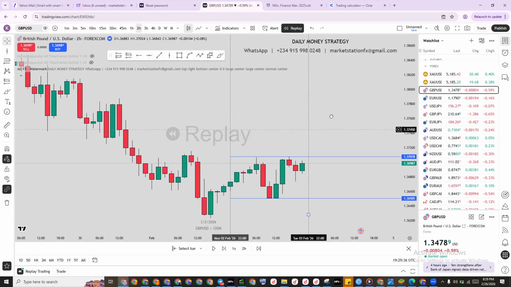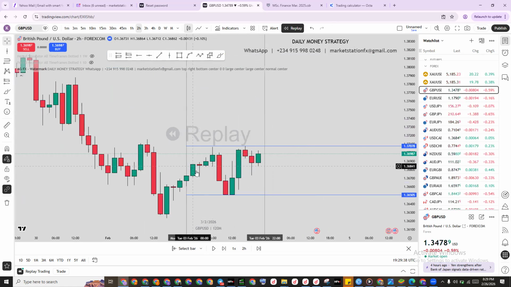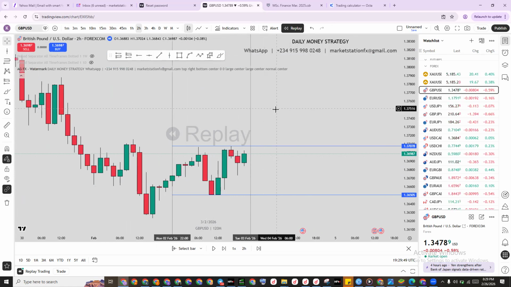So can you see the first daily candle? I've broken it down to 2 hours, right? How many candles will you see there? 1, 2, 3, 4, 5, 6, 7, 8, 9, 10, 11, 12. You see 12. So now the next daily candle will take this high and it will take this low. So let's watch it play.